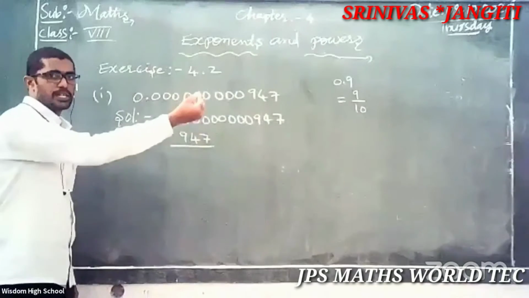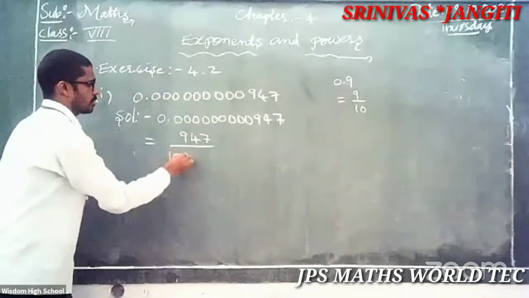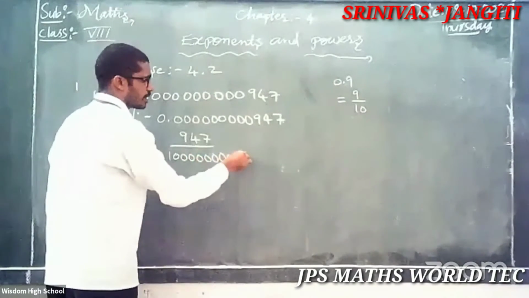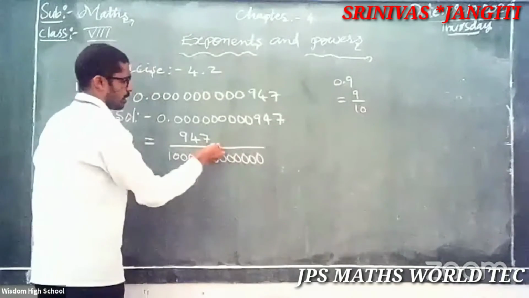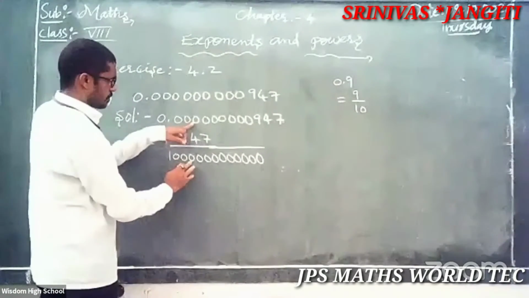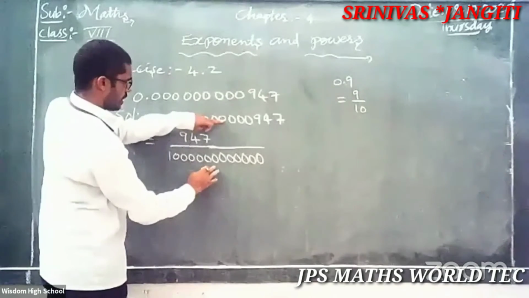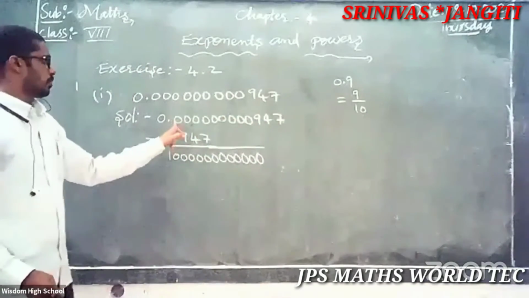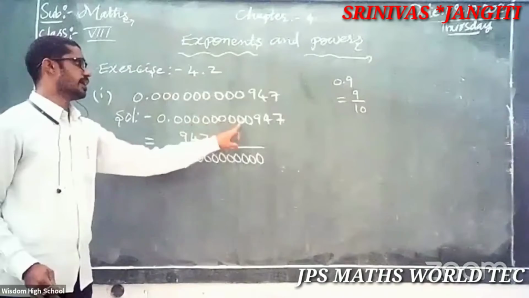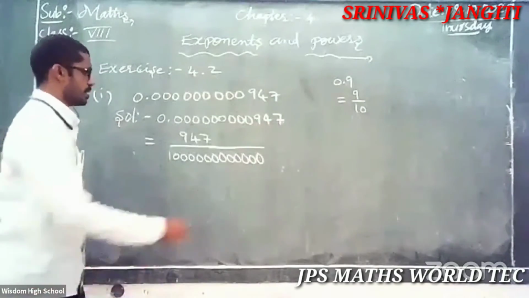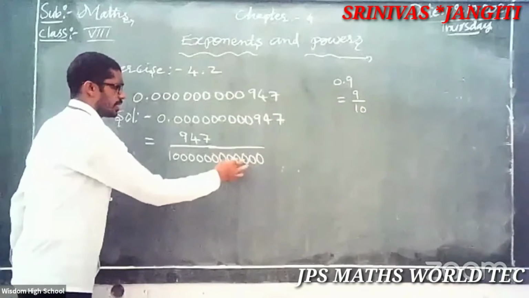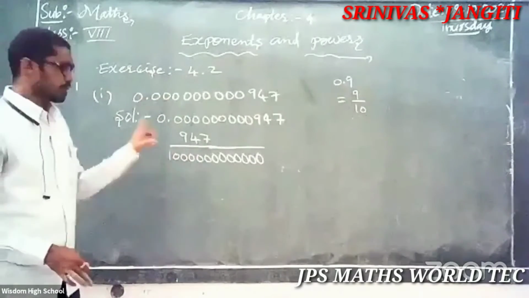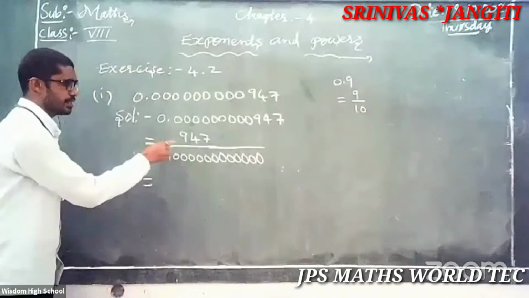So in the denominator, 1 followed by how many zeros? Yes, count: 1, 2, 3, 4, 5, 6, 7, 8, 9, 10, 11, 12. 1, 2, 3 for these 3 zeros, 1, 2, 3, and 1, 2, 3, and 1, 2, 3. Total 12 places. Observe here: 1, 2, 3, 4, 5, 6, 7, 8, 9, 10, 11, 12. Is it clear? Then after that, it is equal to what is here?